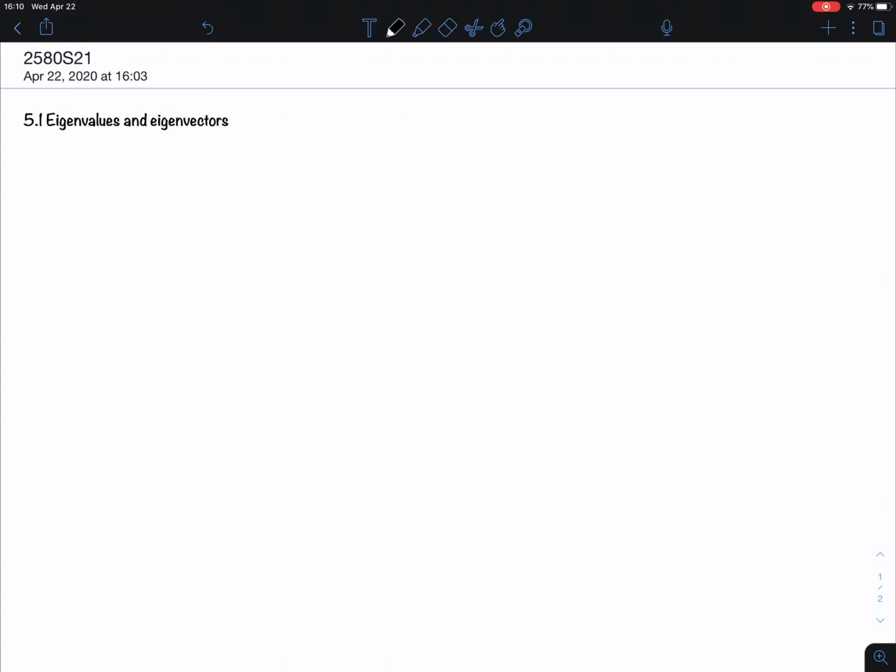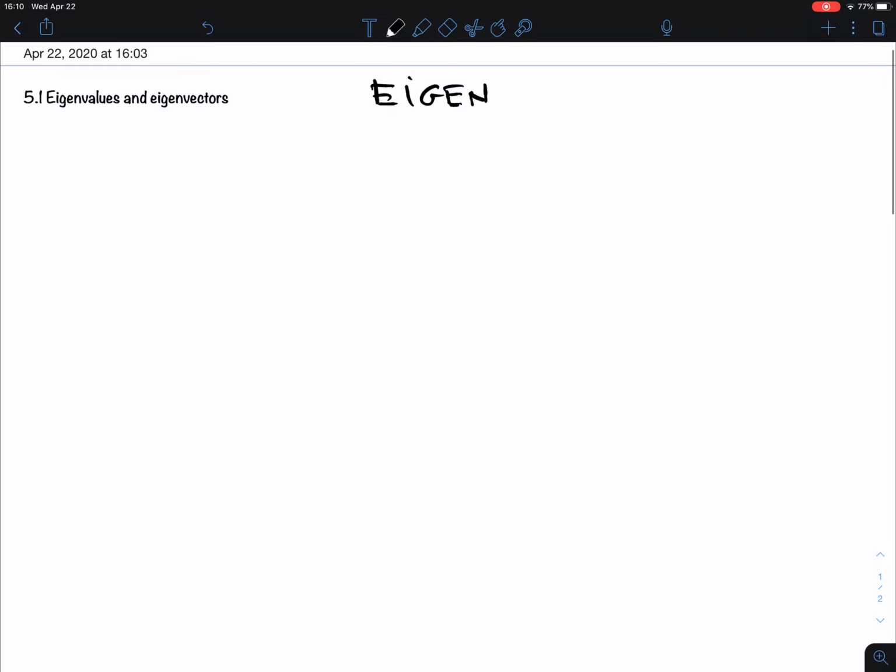A new chapter, chapter 5, and the first section is called Eigenvalues and Eigenvectors. The word eigen is actually a German word, and it means self, and it's pronounced eigen. Somehow this name has slipped into mathematical jargon, and so we nowadays call this eigenvalues and eigenvectors. Okay, so what are they?